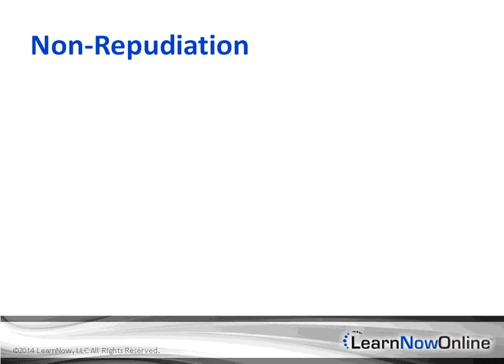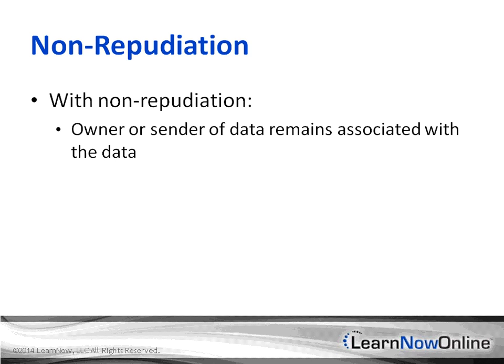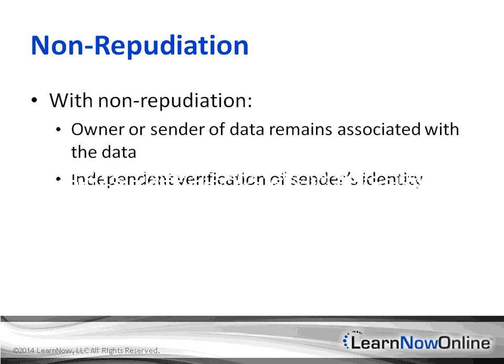Another concept that we definitely want to be aware of is non-repudiation. Non-repudiation is a mechanism that allows us to ensure that the owner or sender of the data remains associated with the data. Now, why would we want to do that? Well, we want to do that because it prevents that user from disassociating themselves, from saying, I didn't send an email message, I didn't make that change to a document.